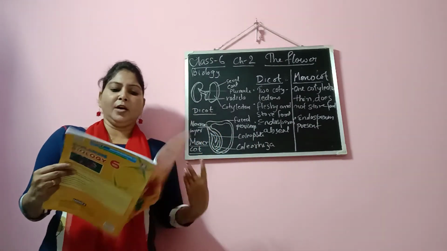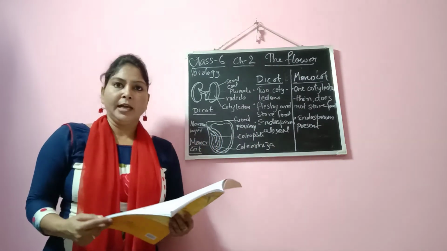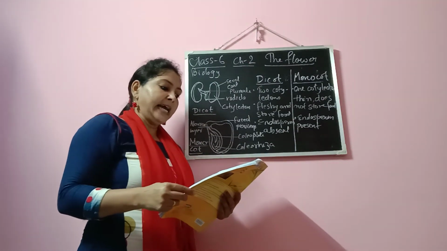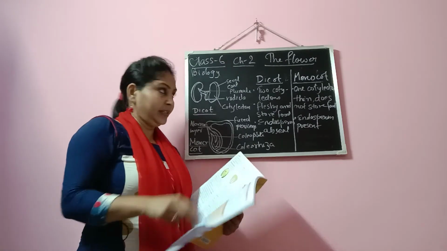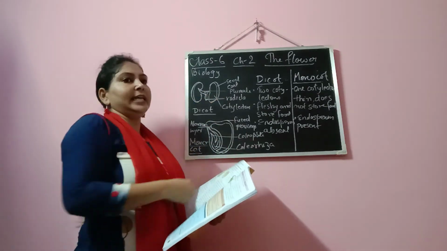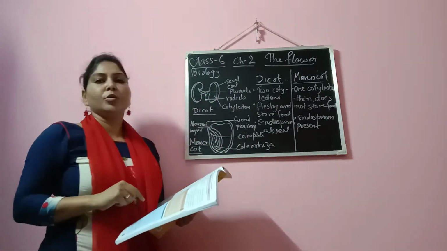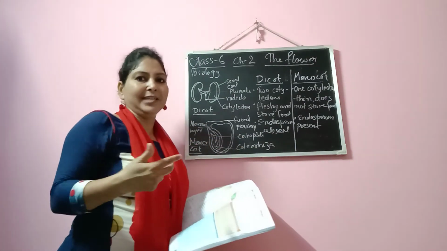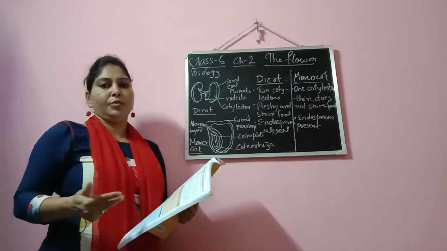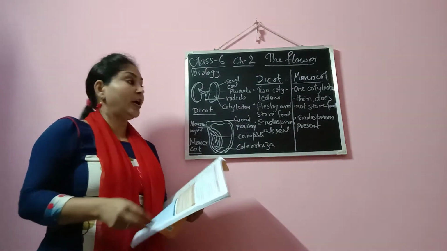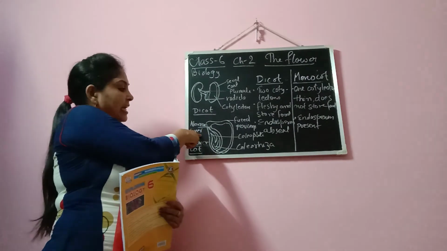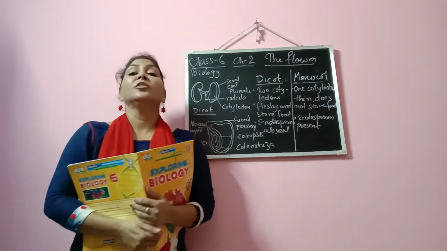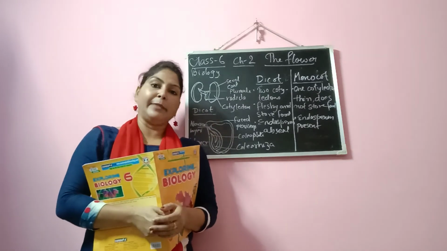Okay. There are a few more differences. In case of dicot, coleorhiza and coleoptile are absent. Here we cannot see the coleorhiza and coleoptile. Whereas in case of monocot, we find the coleorhiza and coleoptile, that is, they are the protective sheath of radicle and plumule. Then aleurone layer. In case of monocot, aleurone layer is present, and in case of dicot, aleurone layer is not present, or we can say it is absent.